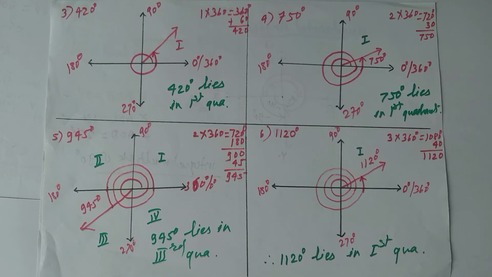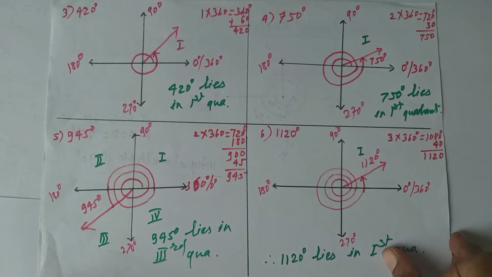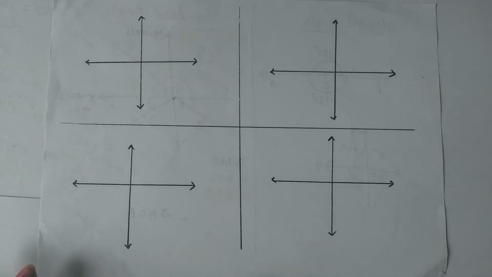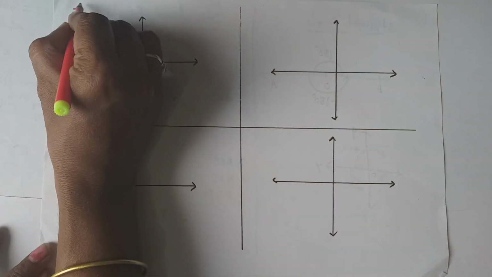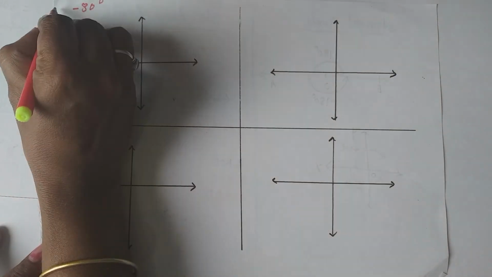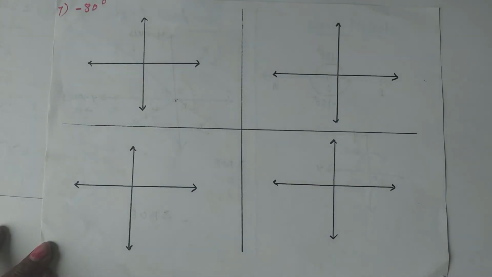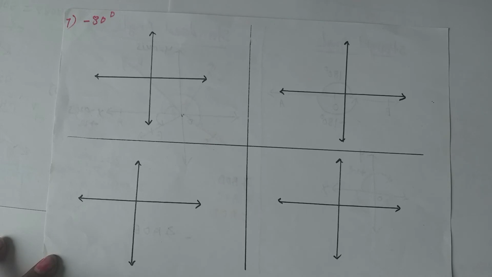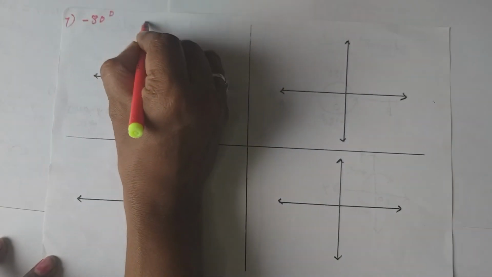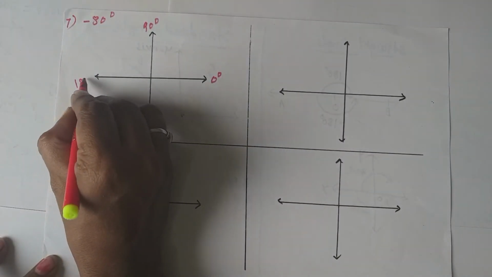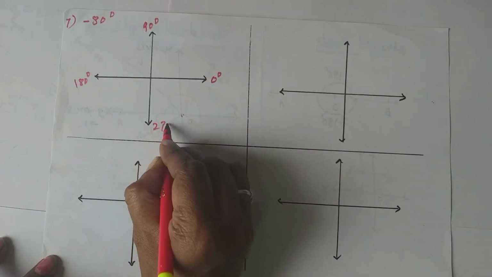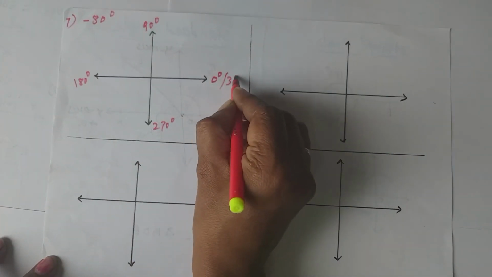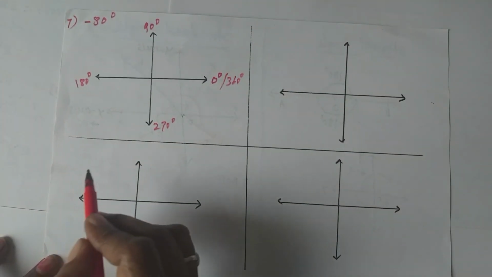Either it is positive or negative. Let's see more examples. Suppose in the next problem, angle of minus 80 degrees is given. Suppose this is your seventh problem. Angle of minus 80 degrees is given. Then again you write down here 0. In each and every problem, you write down these angles. After completion, this is minus 80.